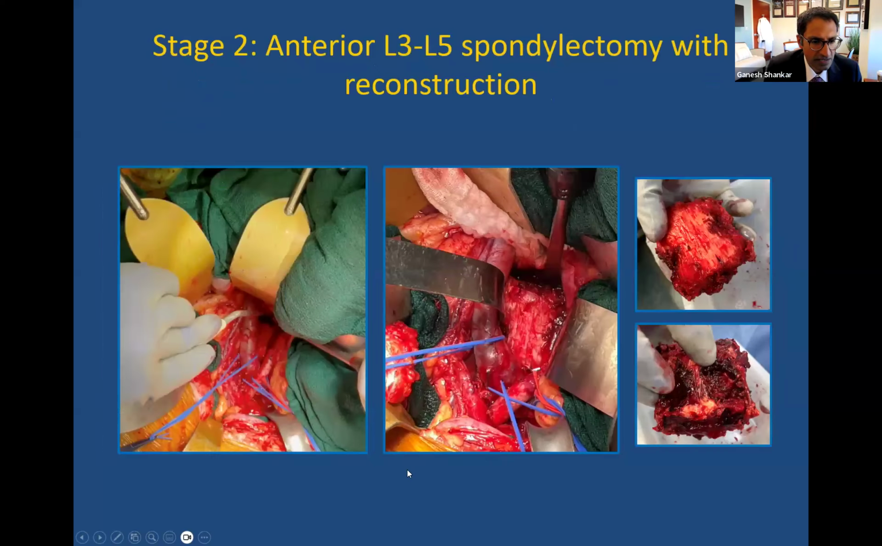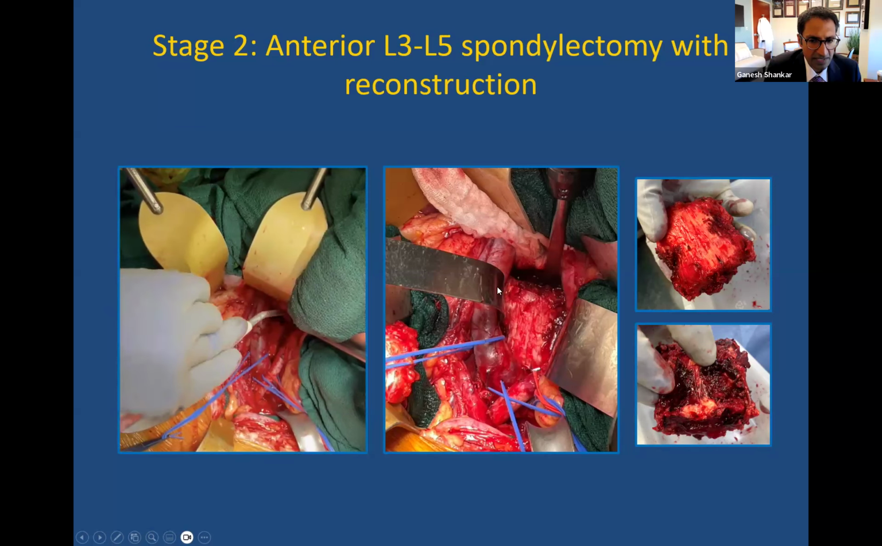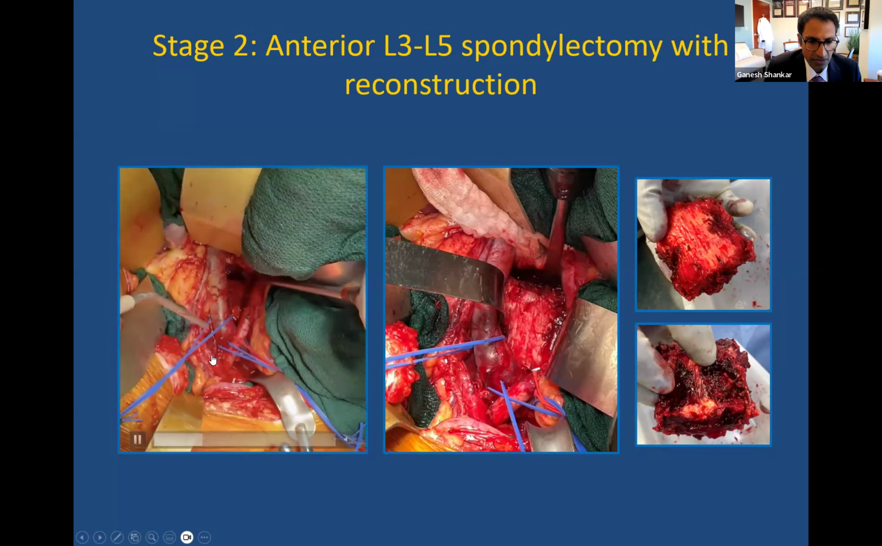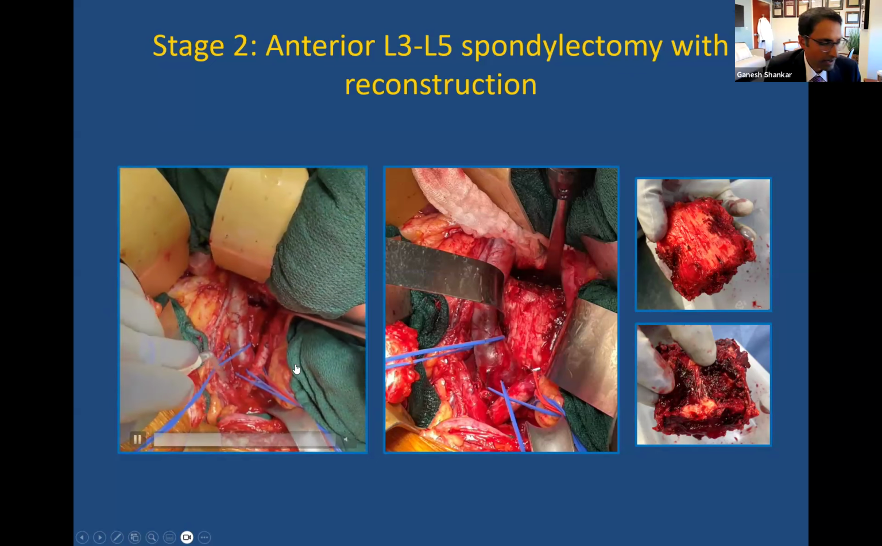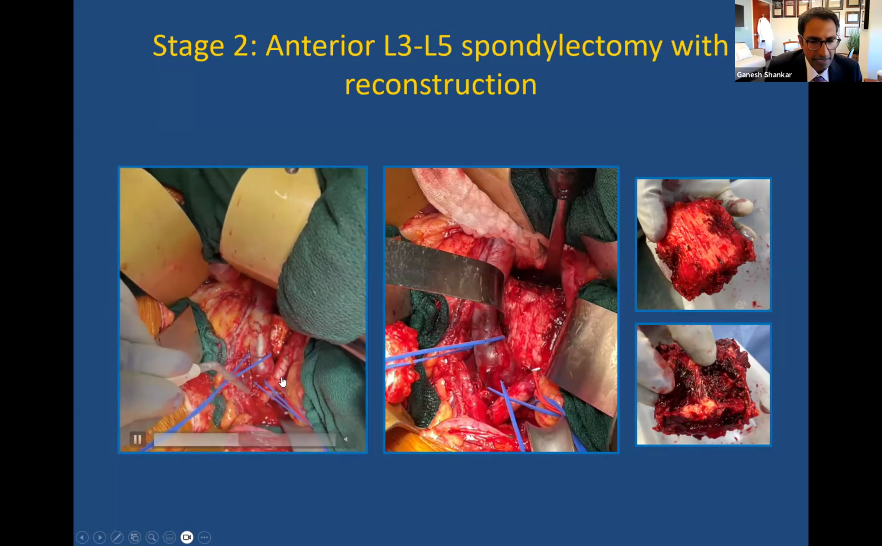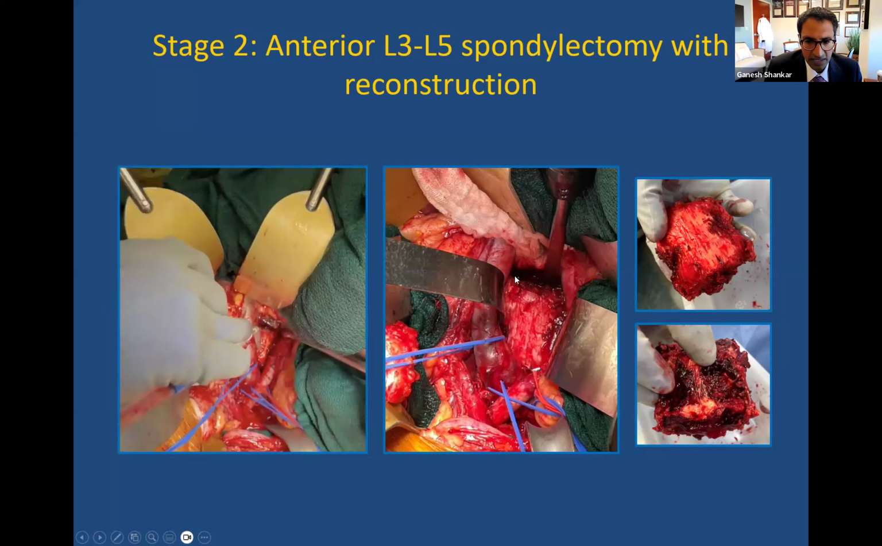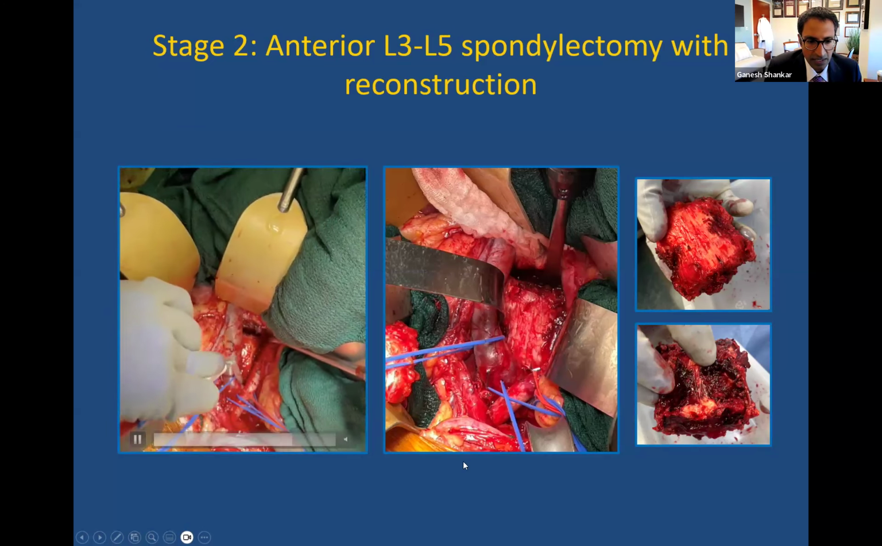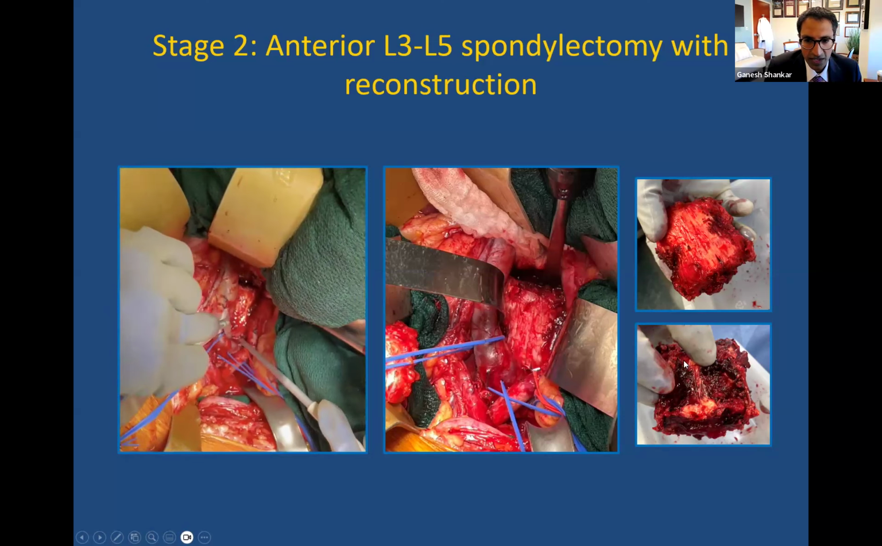And then stage 2 is the transperitoneal approach to the front of the lumbar spine. You can see that the IVC has been mobilized over this way. The aorta is coming down here. There's the common iliac. And then the ALL has been sectioned at the L3 vertebral body and down low towards L5 as well.